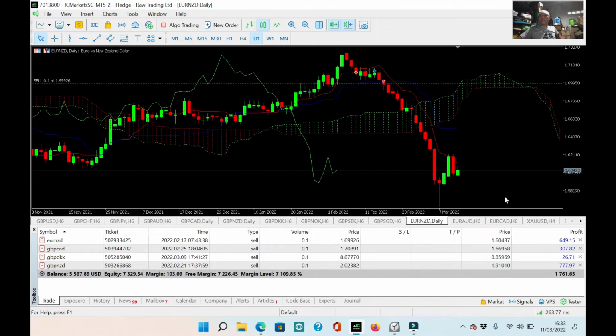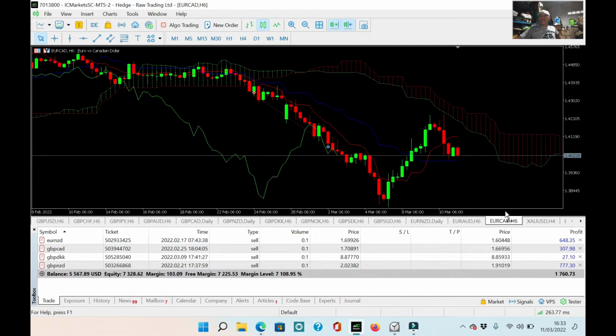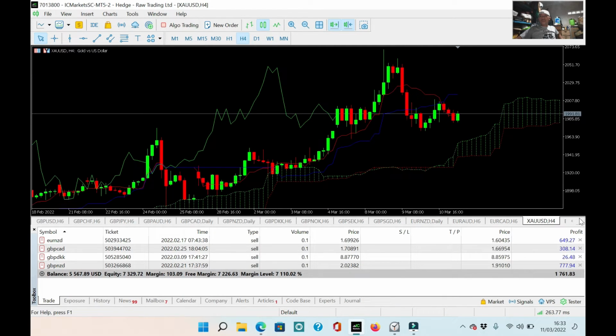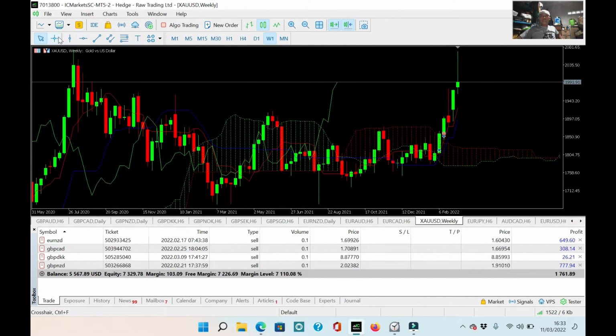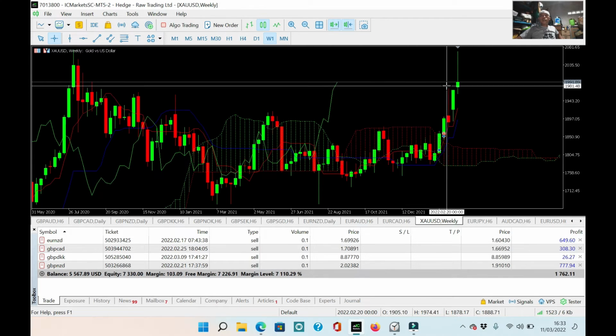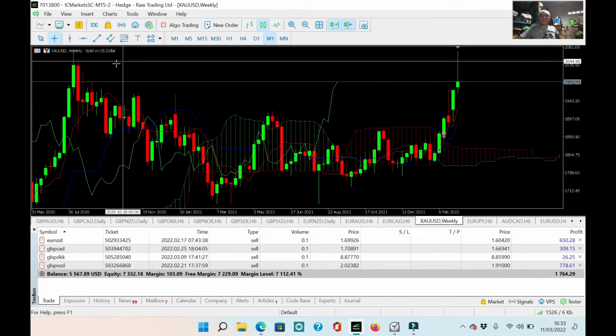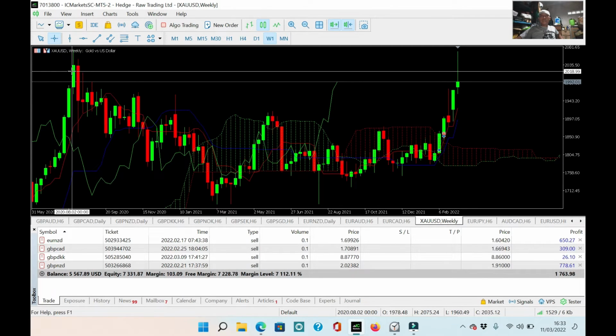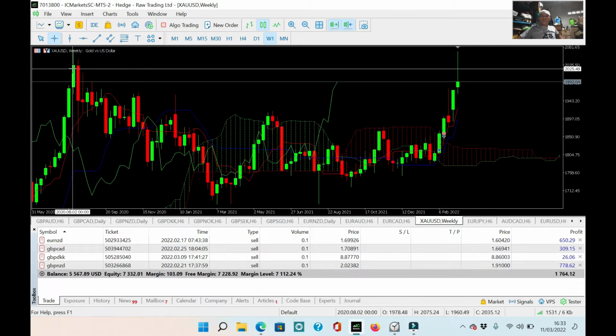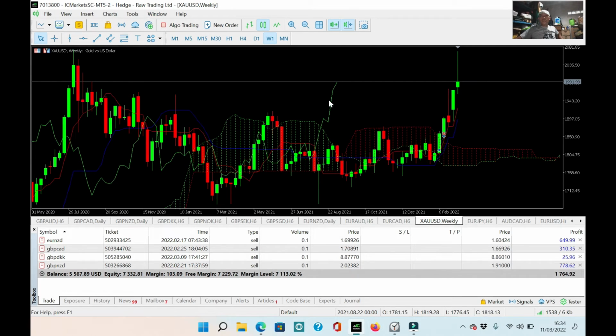So next, this is Euro Canadian dollar, Euro Australian dollar, and this is gold. You see the gold is really trying to make a new high. This is the new high. Can you see this? This is the candle. This one, this is the candle from August 2020, 2 years ago. It's amazing, the movement from the gold.